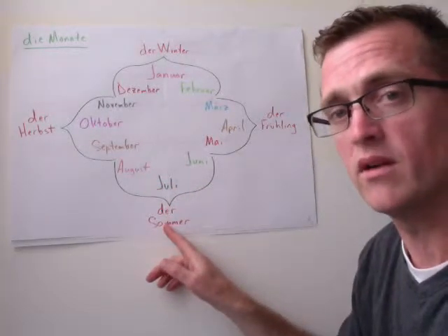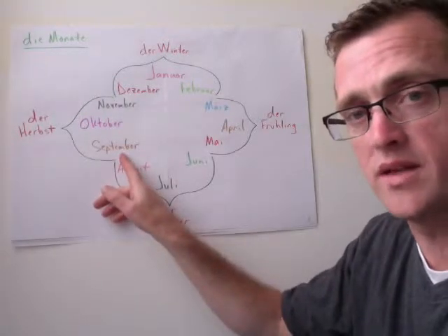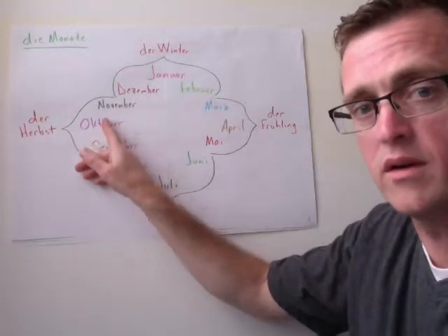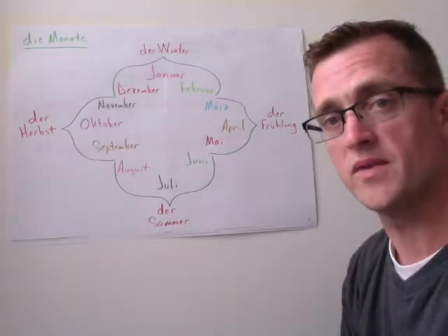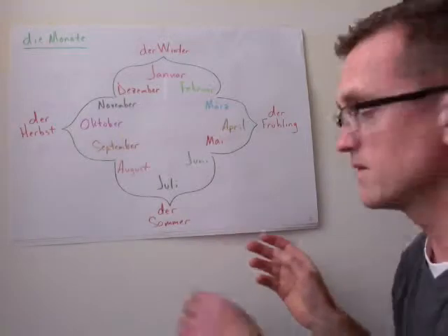We'll put them together for der Sommer. And then the last 3, we've got September, Oktober, November. Put those 3 together and you've got der Herbst. Altogether, we're talking about die Monate, months.